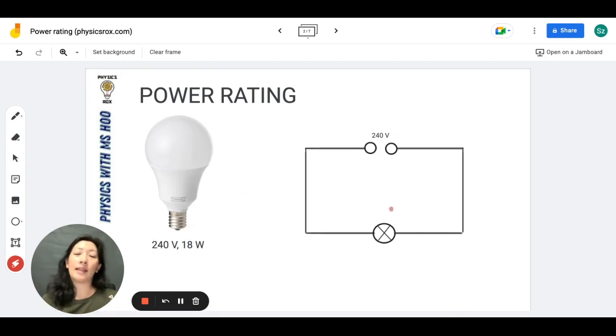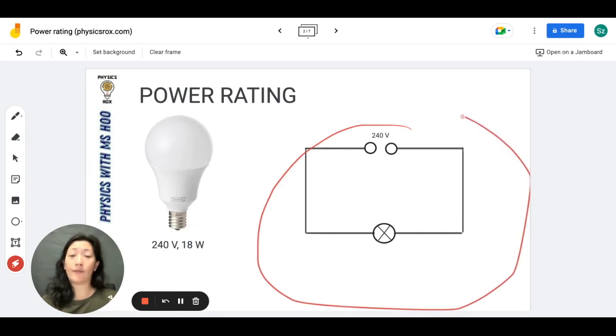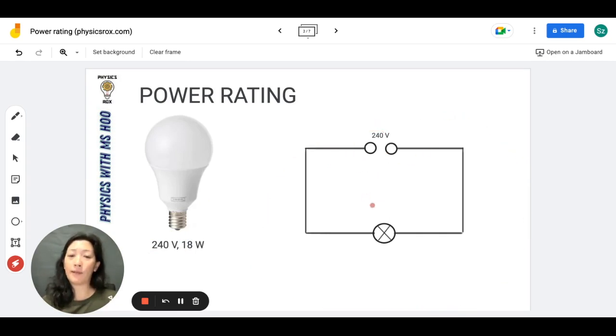Now when you take this light bulb and connect it to a 240 volt power supply, it will use 18 watts of power, which can also be expressed as 18 joules of energy per second. So that's what power rating is. Power rating is actually a pair of numbers, not just one number. A lot of people think 18 watts is the power rating. No, 18 watts is the power, 240 volts is the voltage. Together, this pair makes the power rating.